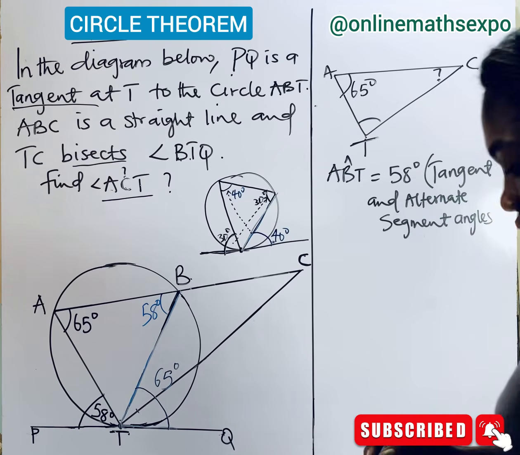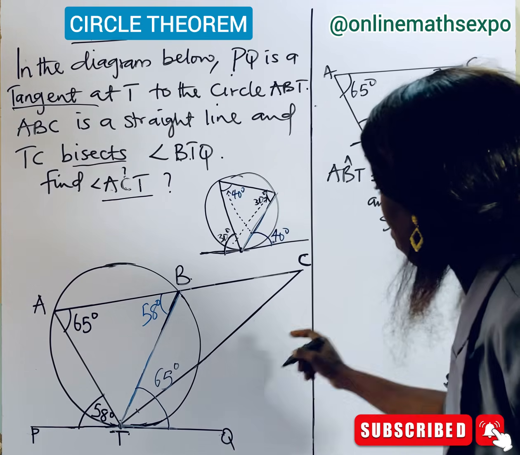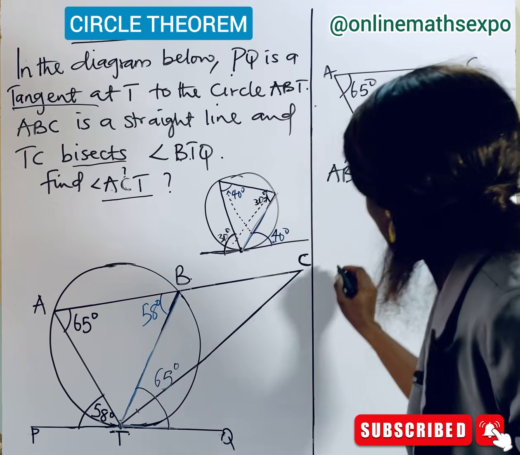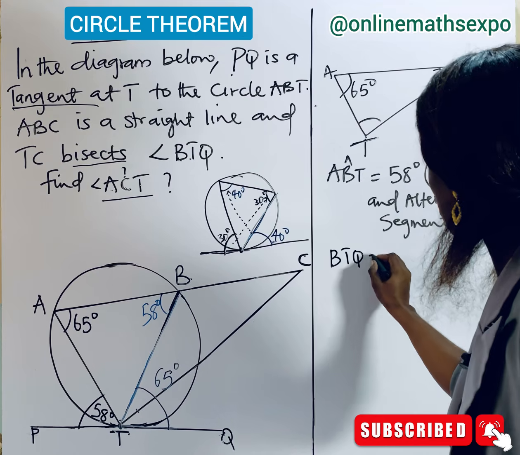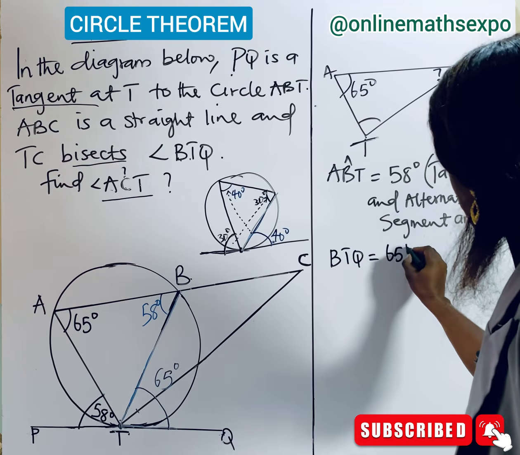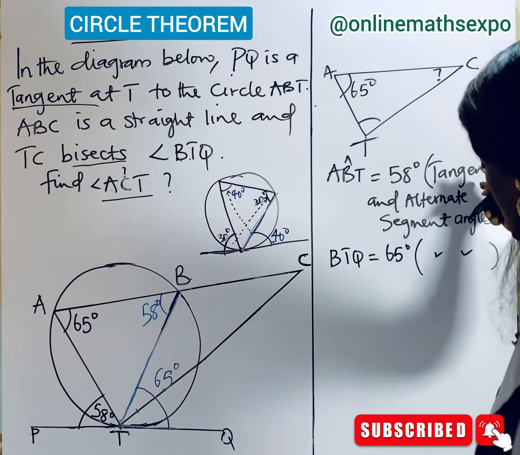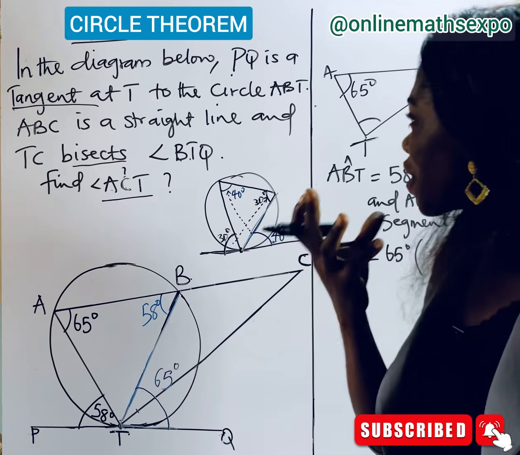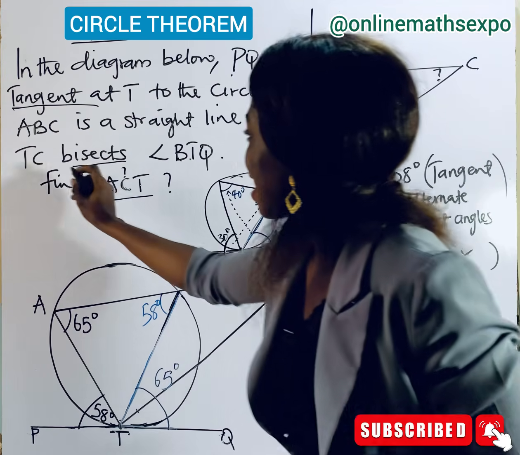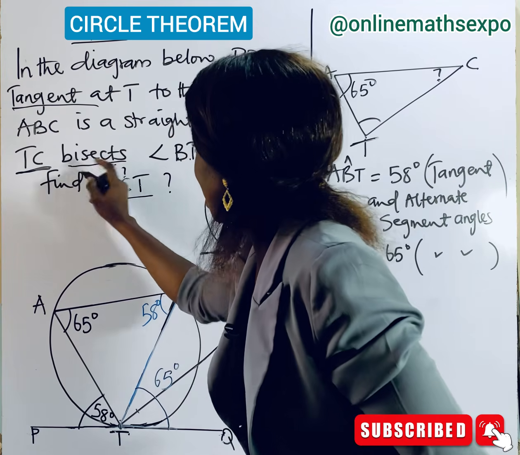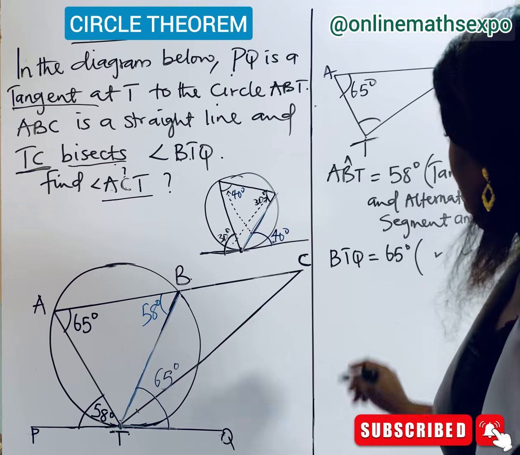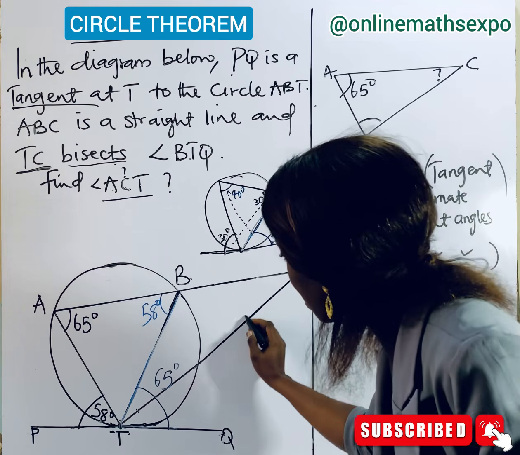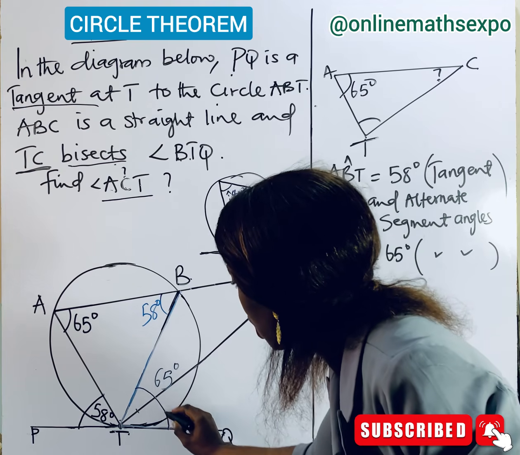And what does it mean? It means that angle BTQ, that means angle at T. So you can write angle BTQ is also 65 degrees. The same reason above. I hope this is clear. Now, there is something very special in this question. The question says TC is bisecting BTQ. And you see, we've gotten BTQ as 65. So you see this line here is dividing this angle formed here into two equal parts.